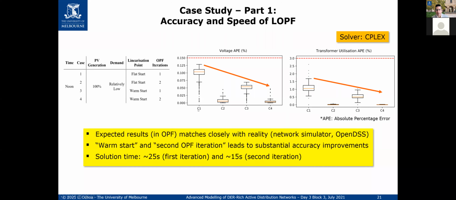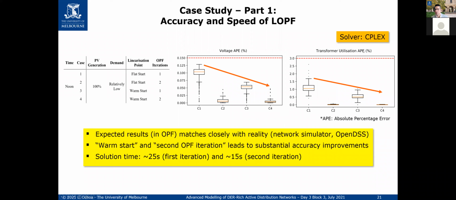So if you compare this here, what we are saying with these 4 cases is that the moment you use your warm start values coming from SCADA in the OPF, you actually have better performance of your results. So this is across the different voltages of all the customers. And if you run a second iteration of the OPF, you even improve your results further.